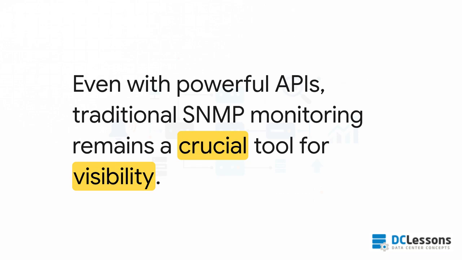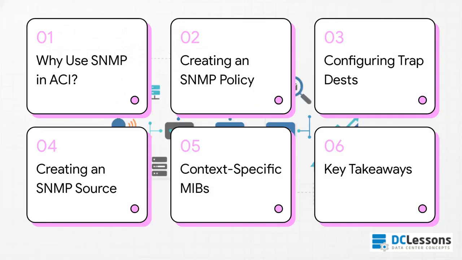But sometimes you just need a reliable, universal, tried-and-true method to check on system health. And that's exactly where SNMP shines. It gives you that direct line into critical performance data. Okay, so here's our game plan for today. We'll start with the why. You know, why even bother with SNMP and ACI? Then we're going to get hands-on and walk through creating a policy, setting up trap destinations and sources, and then we'll wrap up with a look at some really cool advanced monitoring using contexts.